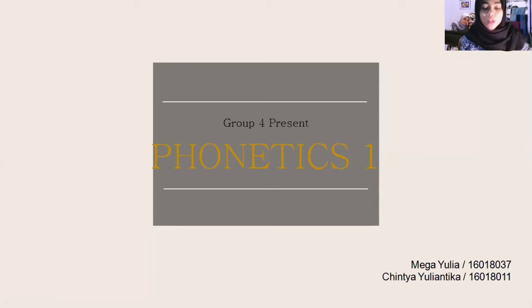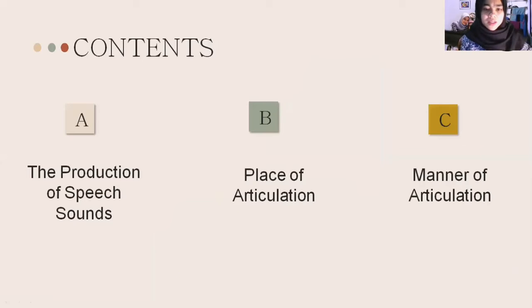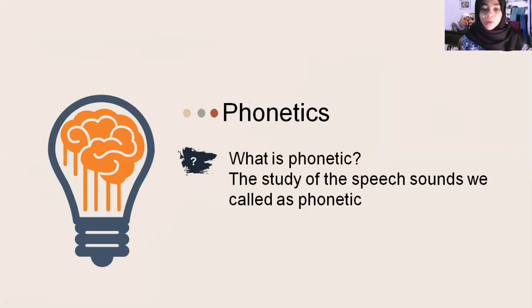Here, we're going to talk about phonetics 1. There are three contents of this PowerPoint. The first one is the production of speech sounds, the second one is place of articulation, and the last one is manner of articulation. That's all about consonants. Let's talk about phonetics.